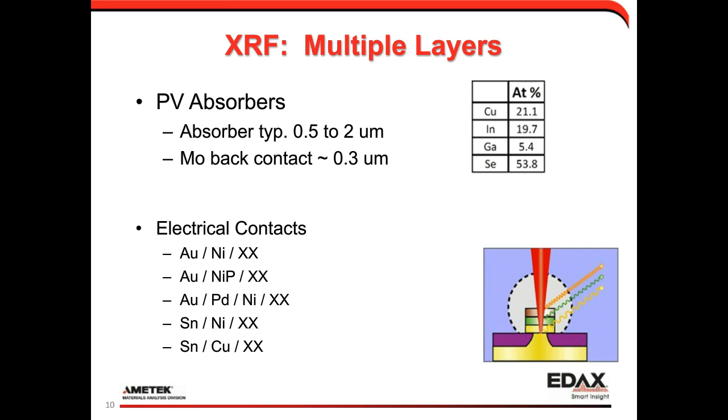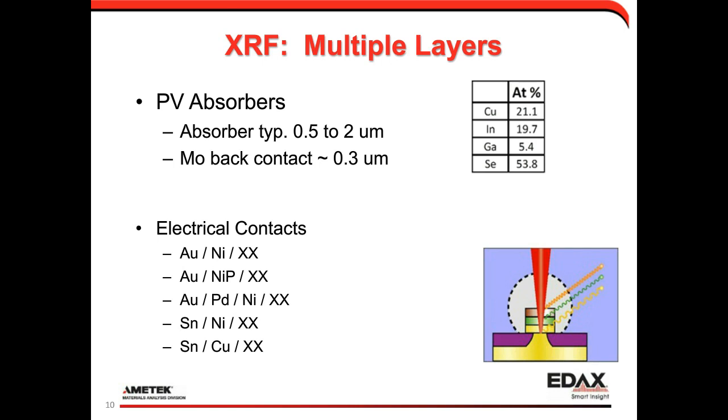The first example, photovoltaic absorbers. So the absorber layer might be a couple of microns at the most, and there's typically an electrical back contact layer, which is also critical to know to have good performance. So these are generally made out of molybdenum. They're around 300 nanometers thick.